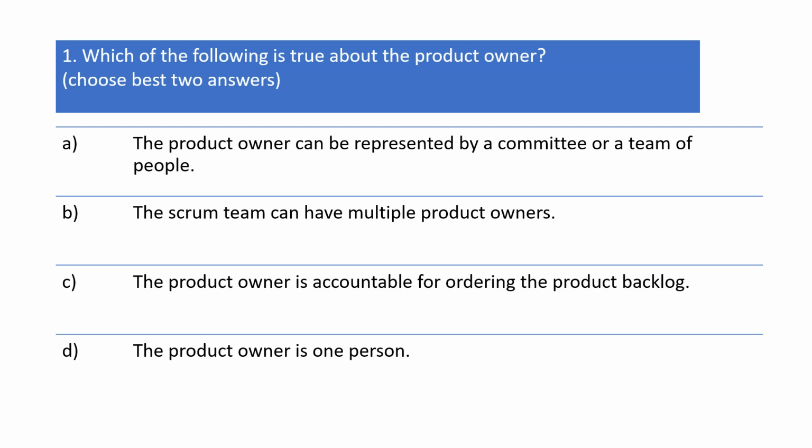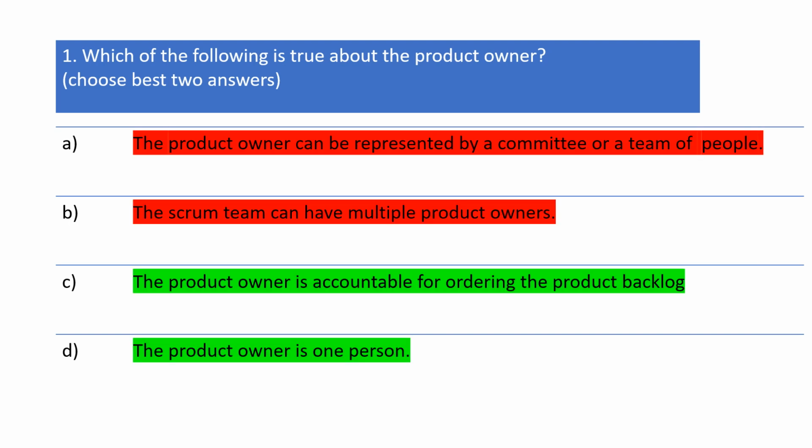Question number 1. Which of the following is true about the product owner? Choose best 2 answers. Option A. The product owner can be represented by a committee or a team of people. Option B. The Scrum team can have multiple product owners. Option C. The product owner is accountable for ordering the product backlog. Option D. The product owner is one person. Let me know what option you have chosen.